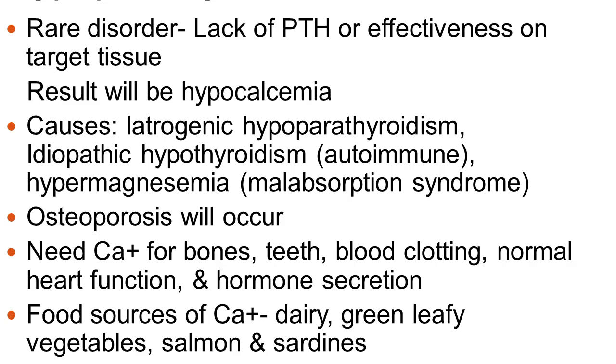And Trousseau's sign is when you have a positive carpopedal spasm. What that is, you put on a blood pressure cuff and you occlude the blood flow to the arm for about 3 minutes, and what happens is the arm starts to spasm, it kind of turns in, and that's what a Trousseau sign is. Now, Chvostek's sign is usually positive when you sharply tap over the facial nerves, causing the mouth, the nose, or the eye to actually twitch. So those are signs that we can kind of test for tetany, okay?